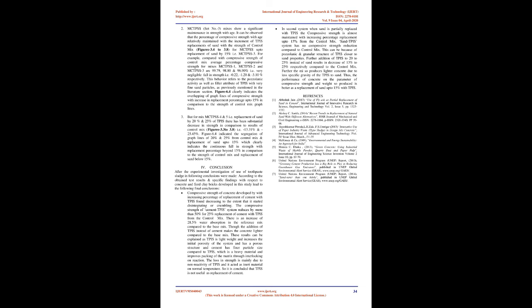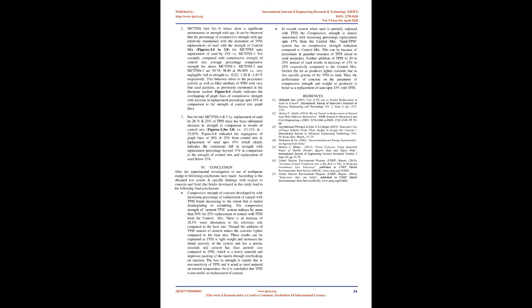The compressive strength of cement TPIS system reduces by more than 50% for 25% replacement of cement with TPIS from the control mix. There is an increase of 28.5% water absorption in the reference mix compared to the base mix. Though the addition of TPIS instead of cement makes the concrete lighter compared to the base mix. These results can be explained as TPIS is lightweight and increases the initial porosity of the system and has a porous structure, and cement has finer particle size compared to TPIS, which is a heavy material and improves packing of the matrix through interlocking.